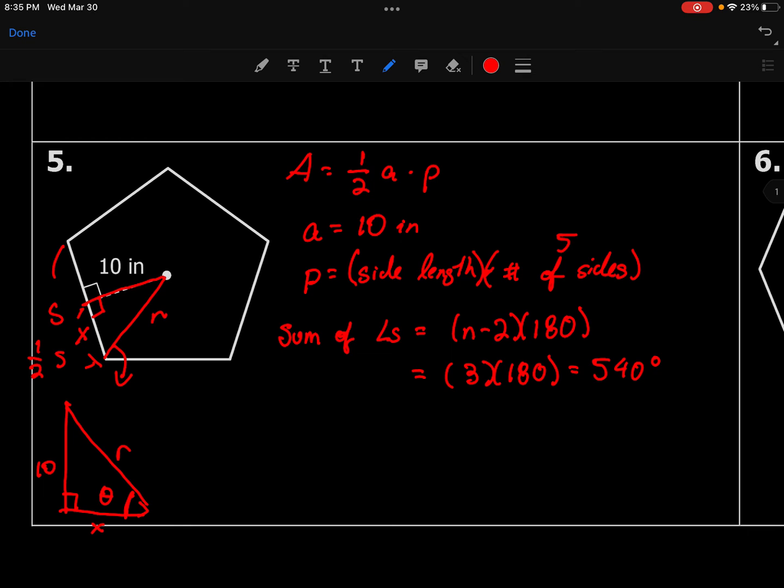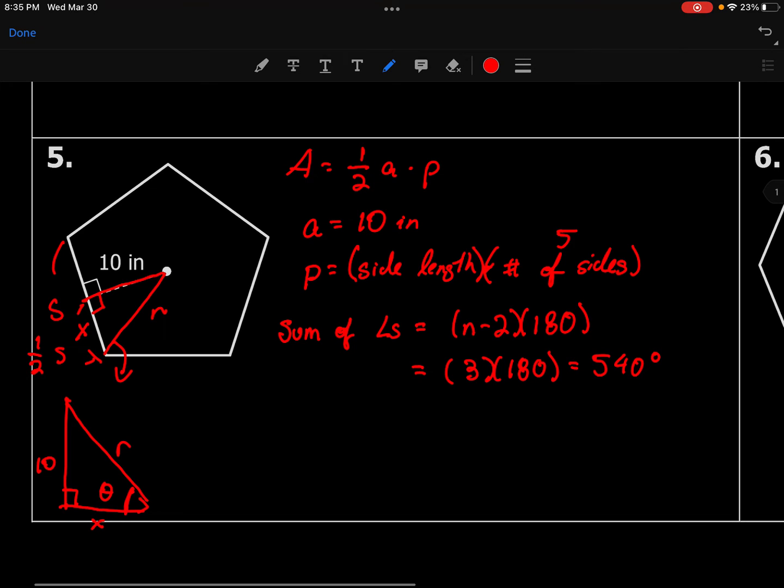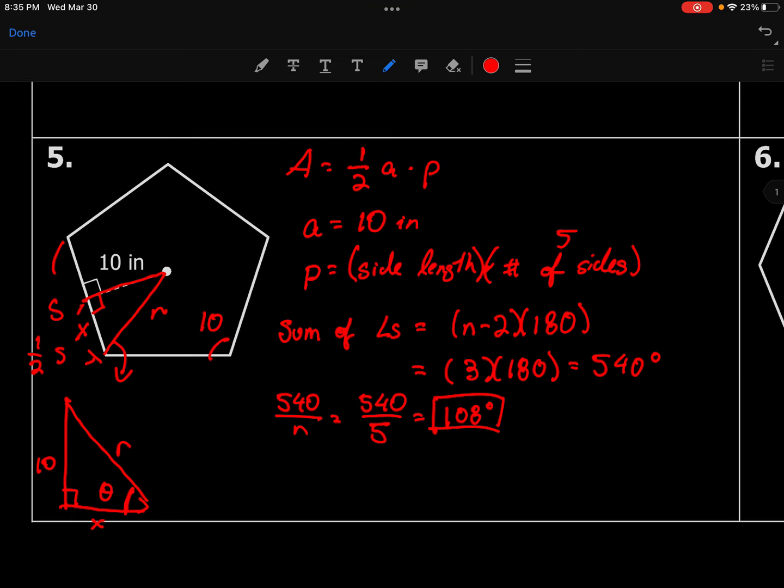Once we find the sum of all the angles, now we need to find the measure of each angle. The measure of each angle is just 540 divided by n, where n is the number of sides. 540 divided by 5 will give you 108 degrees. So the measure of each angle is 108 degrees.